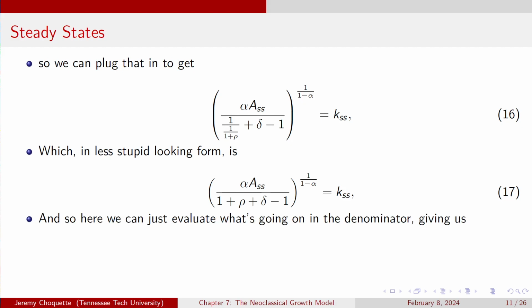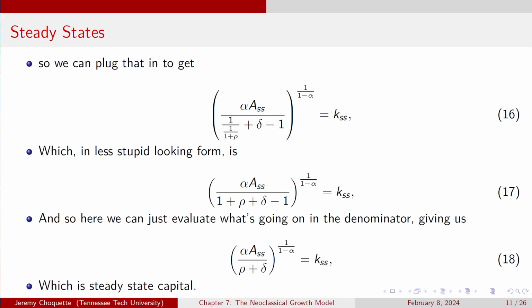Well, I can clean things up in the denominator a little bit, because I got a 1 and a minus 1, right? Well, 1 minus 1 is 0. So now I just got alpha times A over rho plus delta, to the 1 over 1 minus alpha, equals steady state capital. That's our steady state capital.